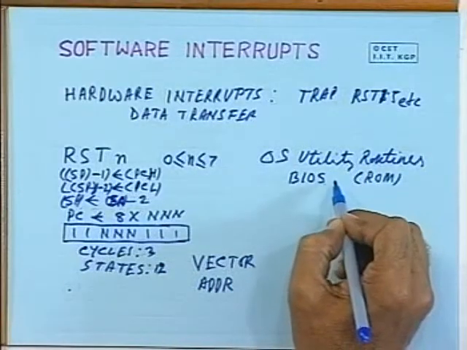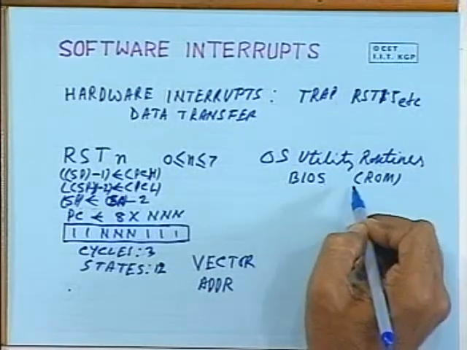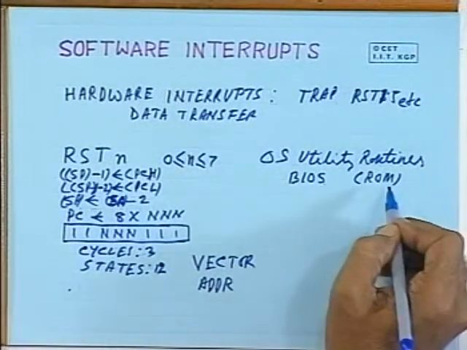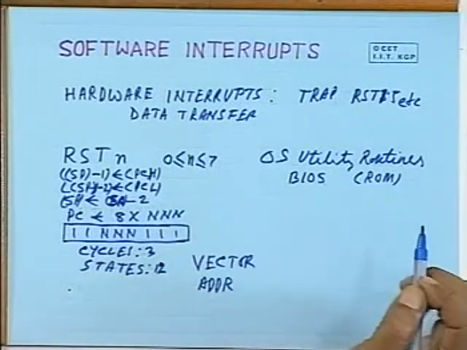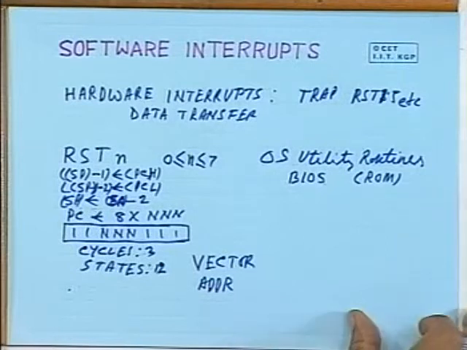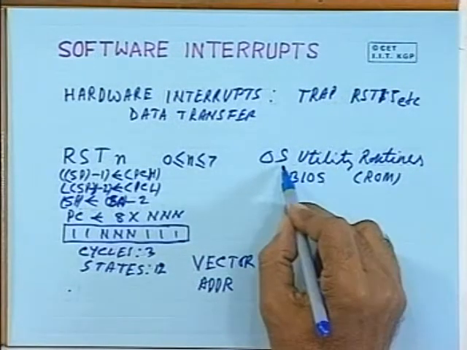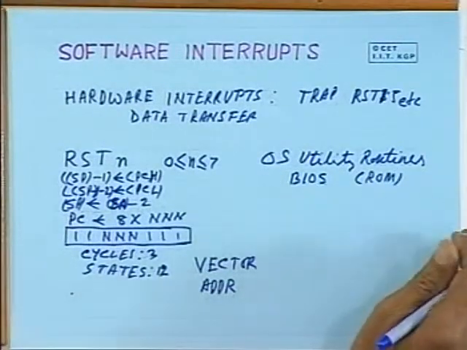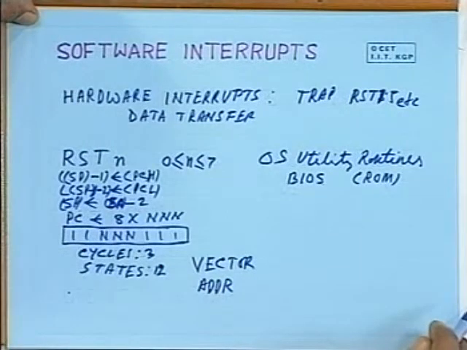On the other hand, since they are ROM based, they are stored in fixed locations, many users can call them from the ROM, even in a multi-user environment, and they can have only one copy. There is no need for multiple copies. So because of these advantages, the OS utility routines are implemented by using these software interrupts.